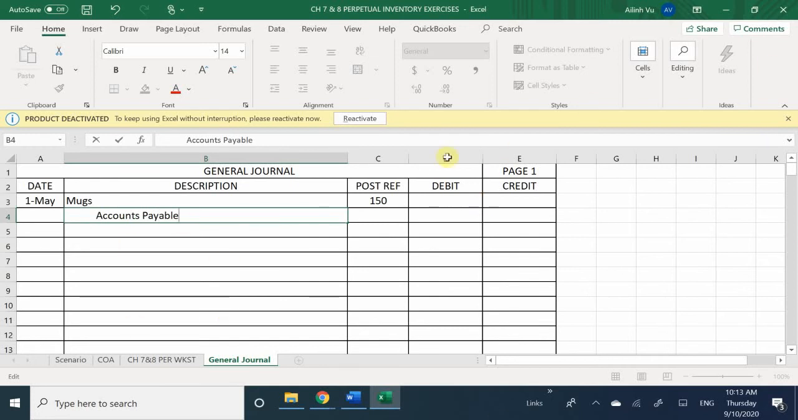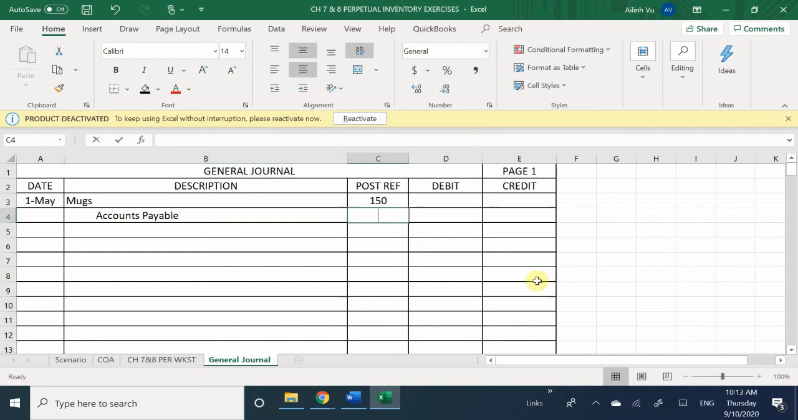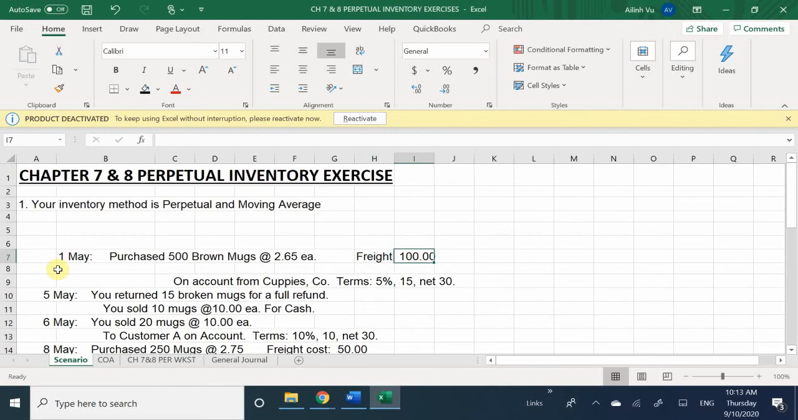Payable, and we know the account number for that is 201. All right. Now this is where we can walk away, because I don't want you to have to do calculations twice. So let's go back to the scenario and look at the information again. On May 1st, we purchased how many mugs? At how much? And freight was? Okay, so 265, 100, 500.